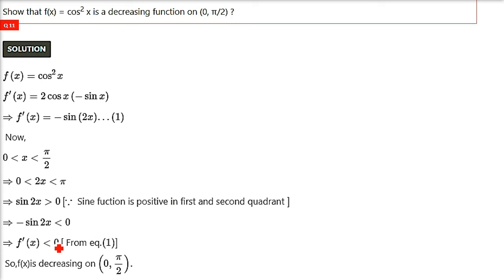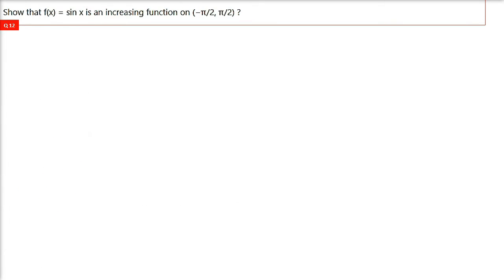Now let us see the reference solution that you have to follow. You have to apply the logic here and just make the diagram also. It adds a lot of plus to your solution. A diagram is always very much appreciated by the examiner. Show that f(x) equals sine x is an increasing function in negative pi by 2 to pi by 2.